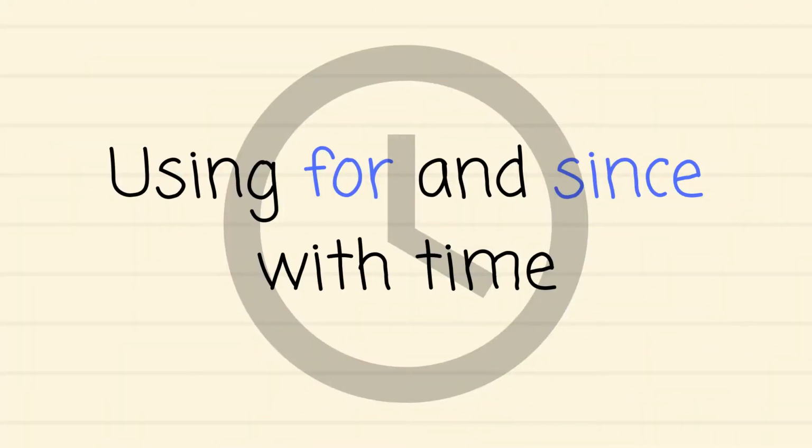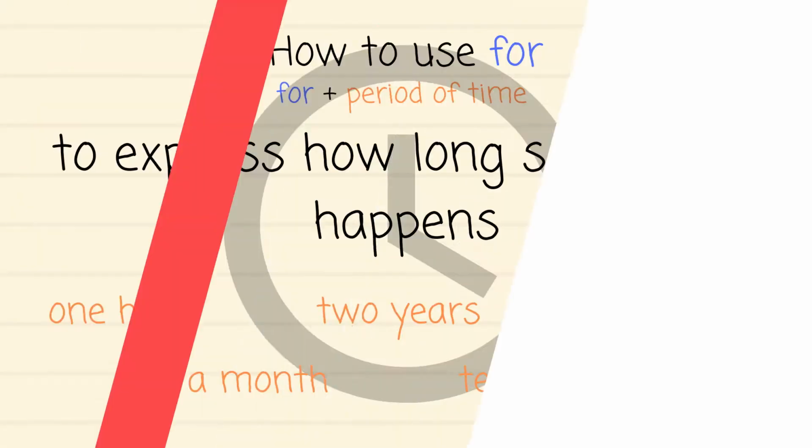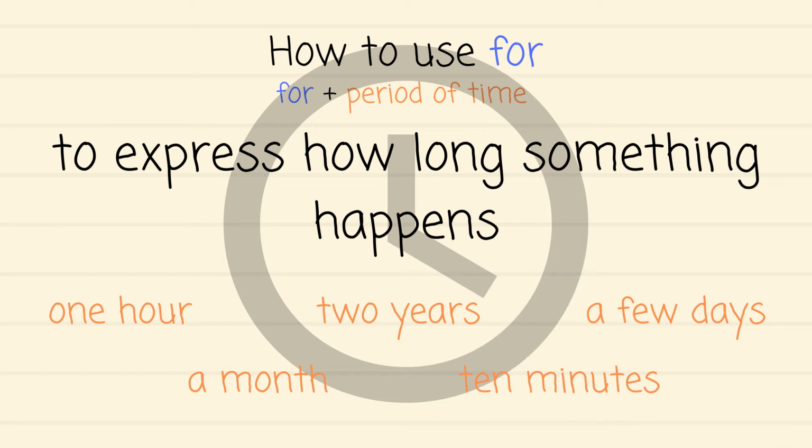Hi everyone, so today I want to talk about for and since. The words for and since can be used in some similar ways, but today I'm going to be talking mainly about how they're used for talking about time. So for example, with for, we use that to express how long something happens. We use for plus a period of time when we use it in this way.